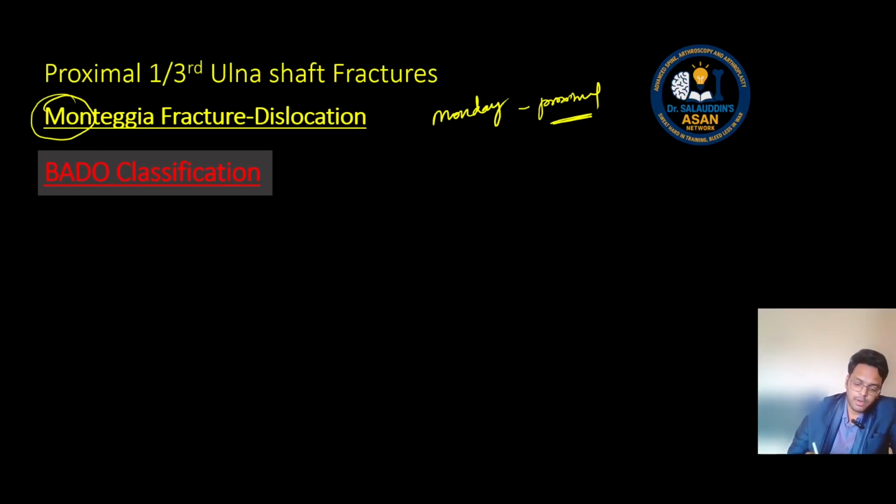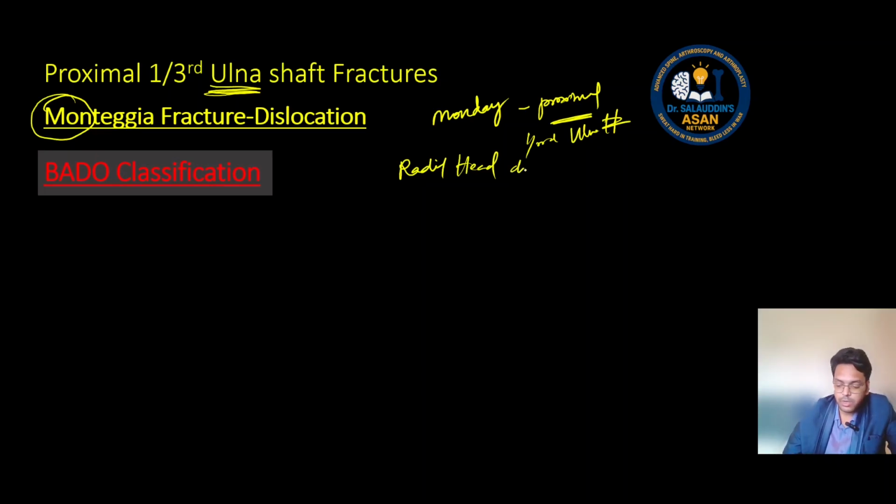So what bone is getting fractured and what bone is getting dislocated? We are discussing the proximal 1/3 ulna shaft fracture. So the proximal 1/3 ulna is fractured and the radial head is dislocated. This is called Monteggia fracture dislocation.